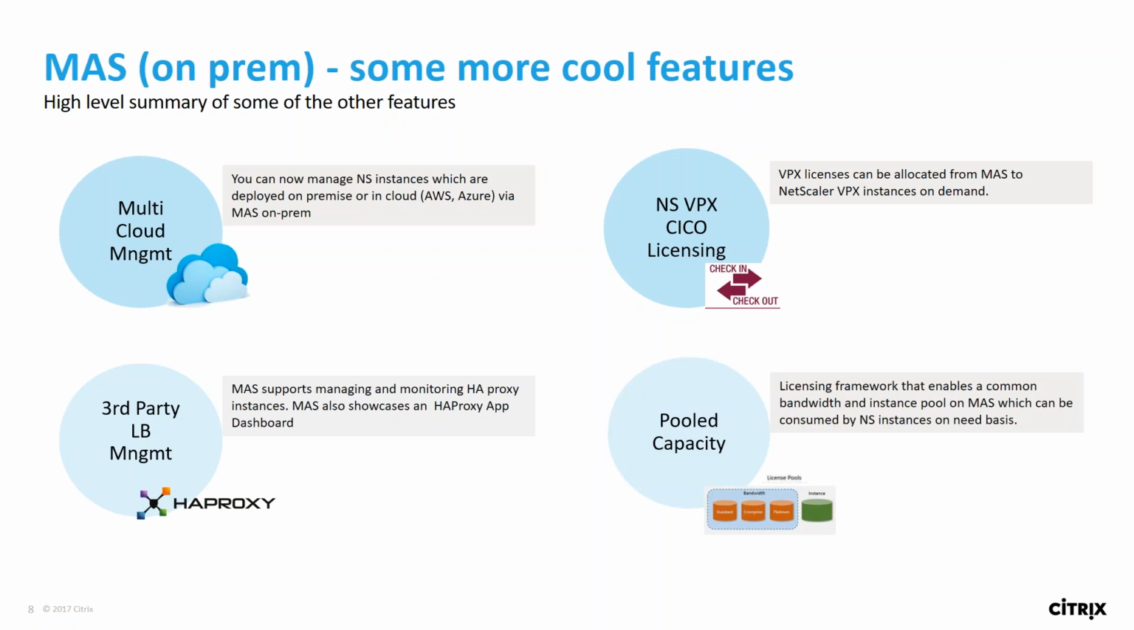Another really cool feature is pooled licensing. This is a new licensing framework which would enable a common bandwidth and instance pool on MAS. So you can check out a certain bandwidth based on your requirement from this MAS pool and you can allocate it to a NetScaler. So essentially, it will give you the flexibility to increase or decrease your bandwidth allocation.